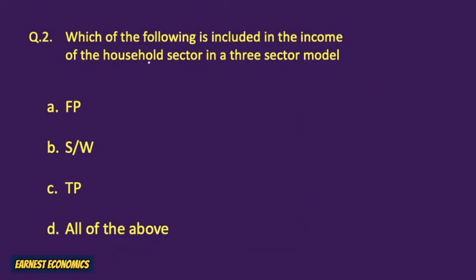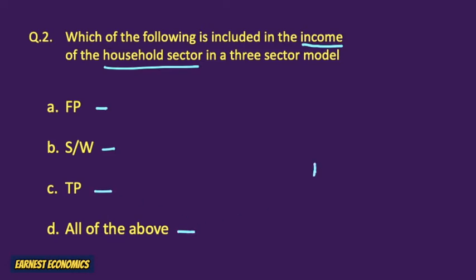Our second question is, which of the following is included in the income of the household sector in a three sector model? So you have to find different sources of income for the household sector in a three sector model. Your options include factor payment, then salaries and wages, then transfer payment, and the fourth option is all of the above.